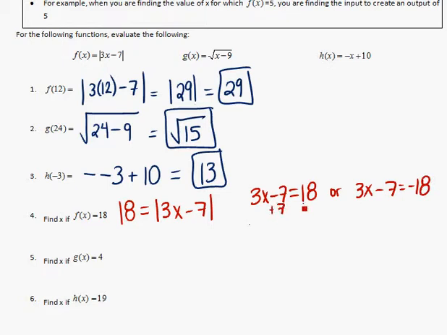So if I add 7 to both sides, I get 3x equals 25. Divide both sides by 3. I get x equals 25 thirds.